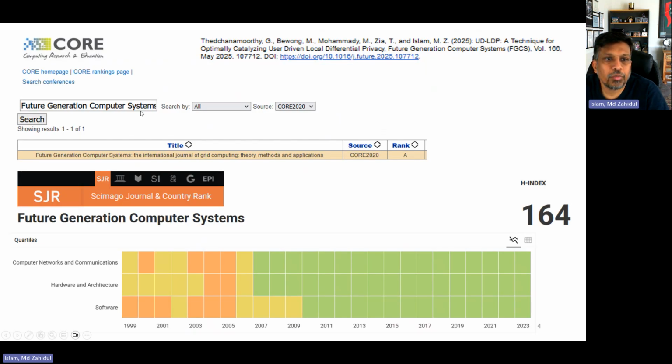This Future Generation Computer Systems, in terms of CORE ranking in Australia, CORE 2020 is the latest ranking for journals. And in terms of that ranking, it is ranked A, just below A star is A, above B. And in terms of SJR ranking, it is a solid Q1 journal with an impressive H index of 164.